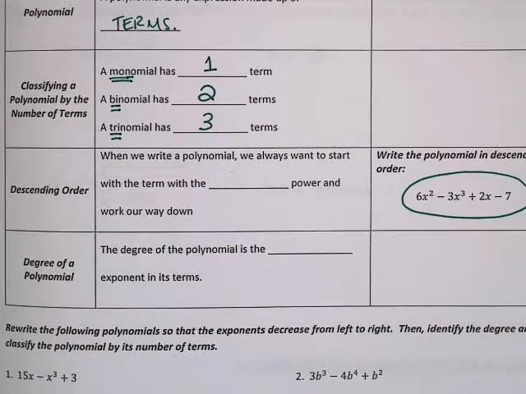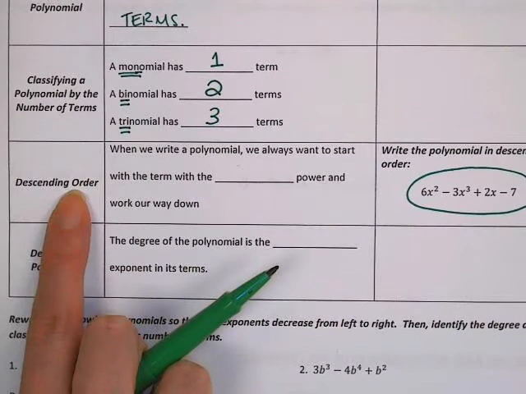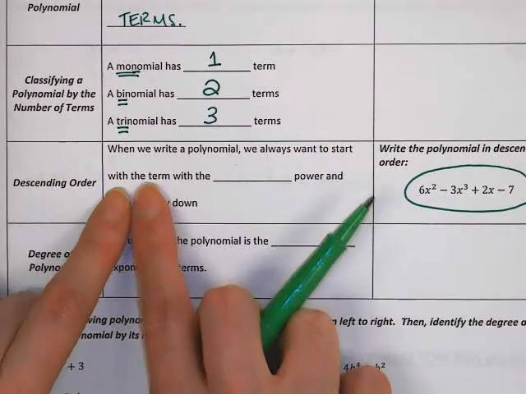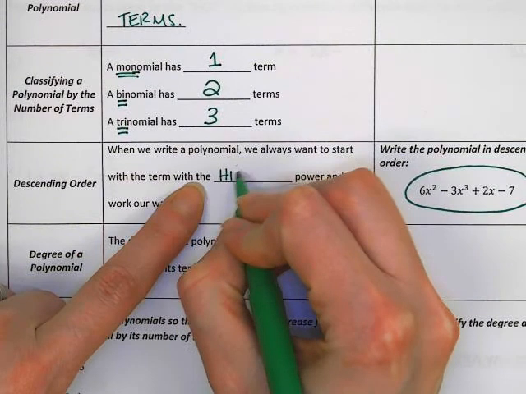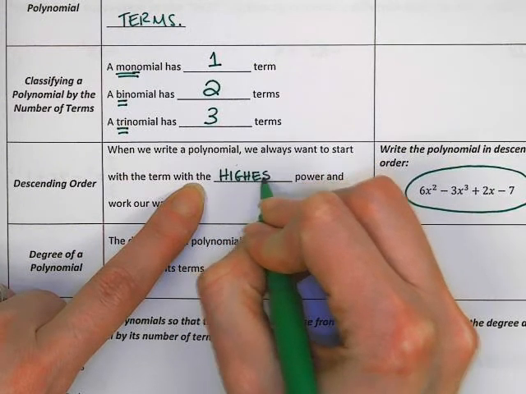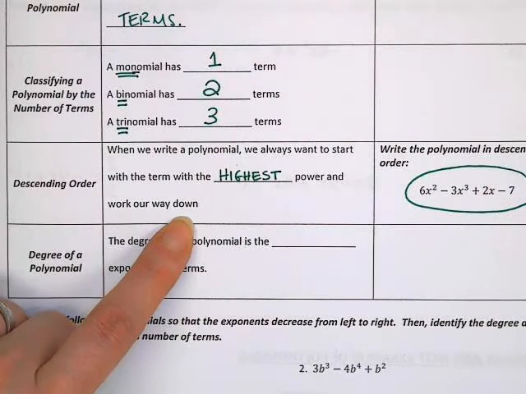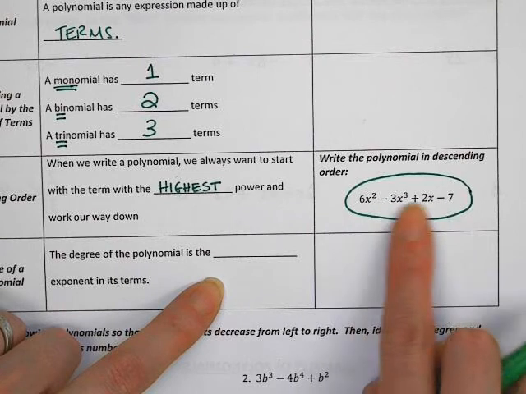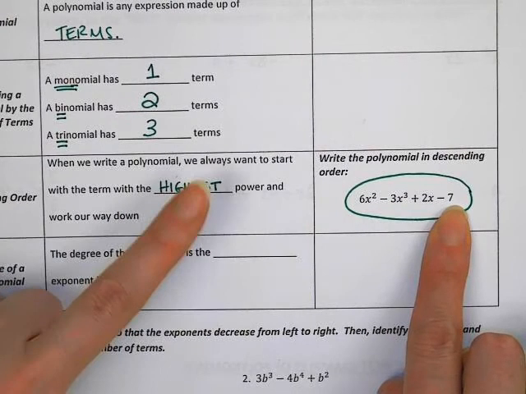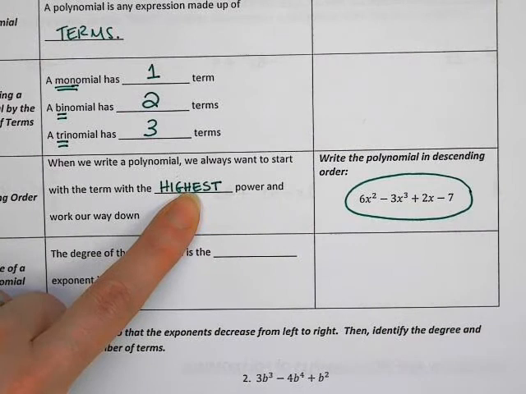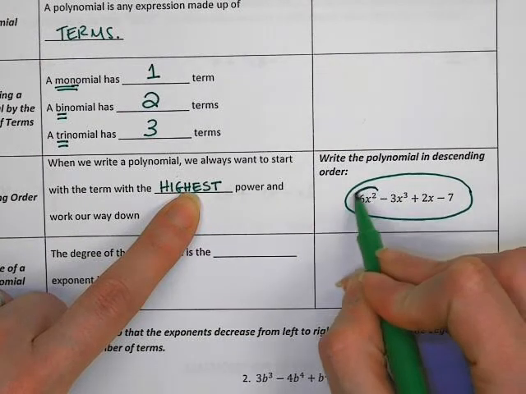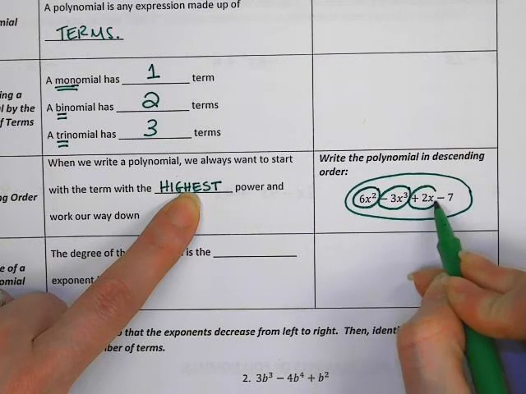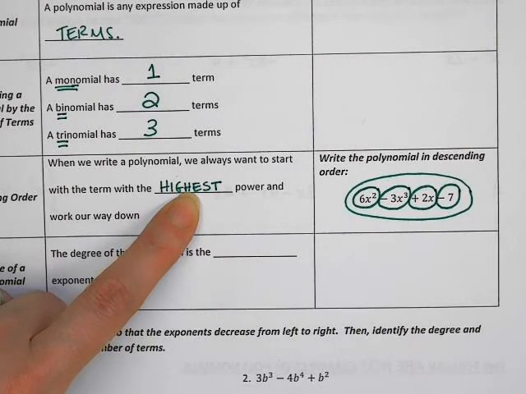And then when we write a polynomial, we want it to be always in something called descending order. And what that is, we want to start with the term with the highest exponent power and then work our way down. So for example, in this one here, this is not in descending order because we want the highest power first. Okay, so what I'm going to do, I'm going to circle all the terms. And whenever you're talking about a term, you always include the plus or minus in front of it.